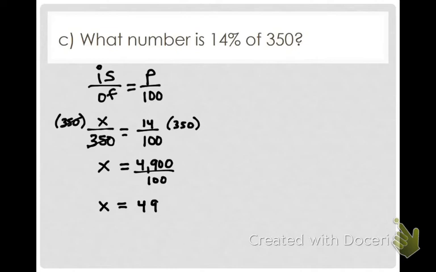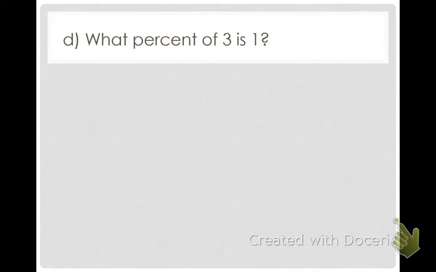Okay, now if I go back to my question, it says what number is 14% of 350? Is this a number? Yes. So do I need to put a percent sign? I do not. Your answer is 49. How many of you guys did it the cross multiplication way? Did you guys still get 49? Okay, excellent.